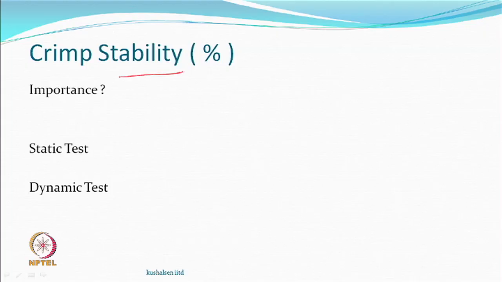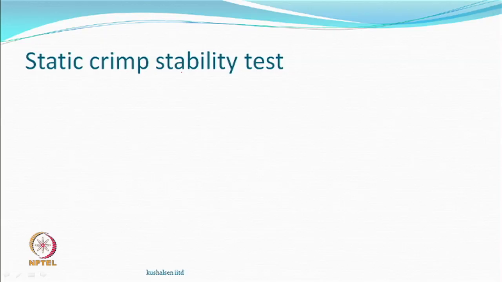Okay. So, you may be interested in something called a crimp stability, which also means a combination of the properties of the material that you are handling, texturizing, versus the stress levels that you give or the setting that you have done. So, how can we measure the static crimp stability test?